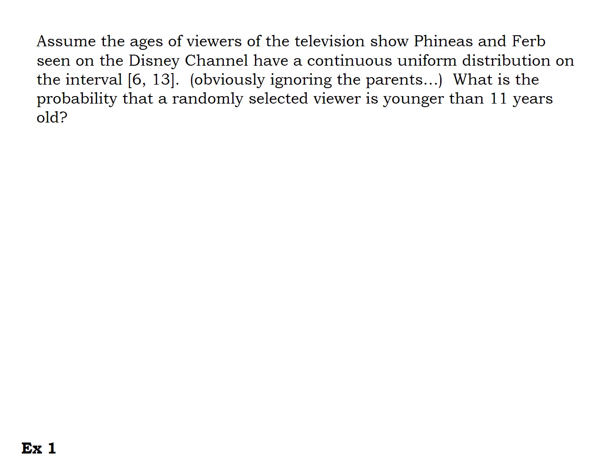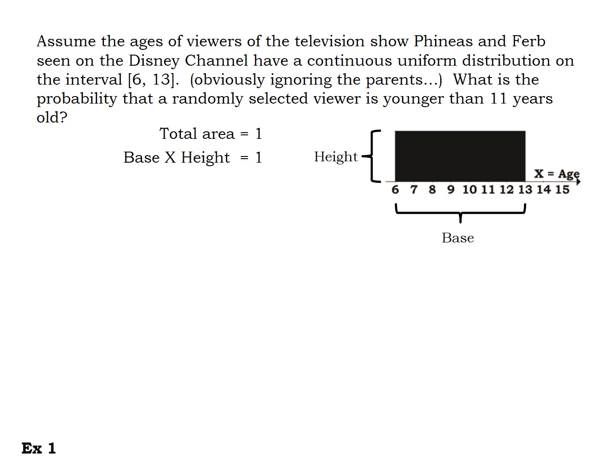We're being told that the ages of Phineas and Ferb viewers are between the ages of 6 and 13, and that they follow a uniform distribution. And we're asked to find the probability that a randomly selected viewer is younger than 11 years old. Okay, so the first thing we have to do is get our picture straight. So we have a uniform graph from the ages of 6 to 13. So I have a flat graph from 6 to 13.